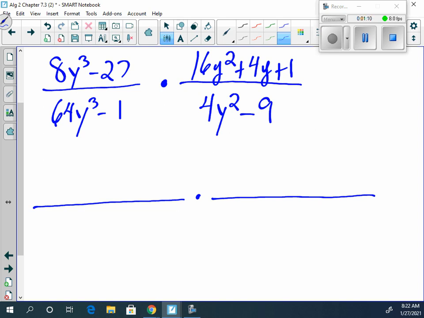Now, the first one here, 8y cubed minus 27, is going to be a difference of perfect cubes. Because 8y cubed is a perfect cube, and if we take the cube root of it, we would get 2y. And if we took the cube root of 27, we would get 3. So we get these two terms, 2y and 3.